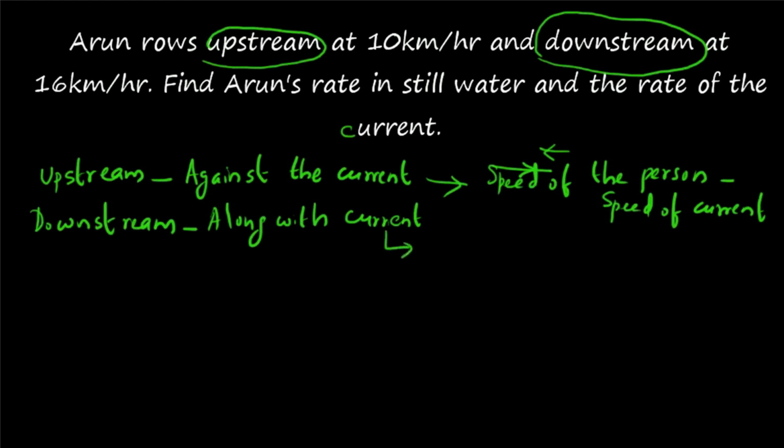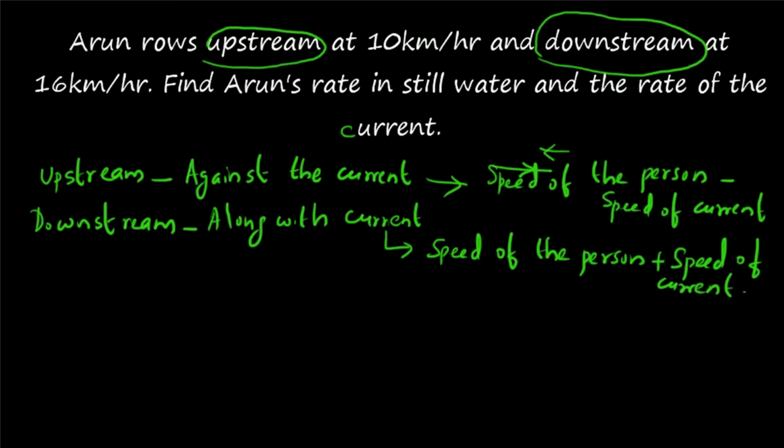And downstream means both are in the same direction, so the effective speed will be the sum of the speeds. Speed of the person or speed of the boat, whatever it may be, plus speed of the stream or current. So this is the basic concept in boats and streams. We have upstream speed and downstream speed: the speed when a person is rowing along the current, that is downstream, and the speed when the person is rowing against the current, that is upstream.